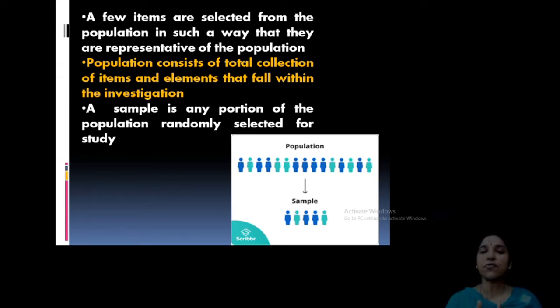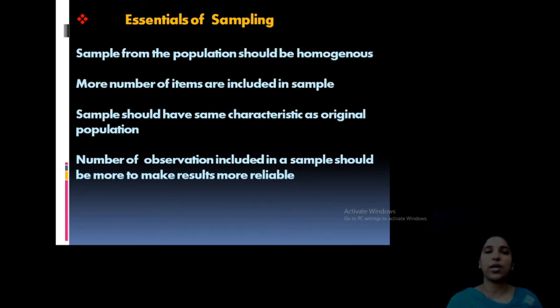Population is actually the total collection of the items and elements within our study or investigation. From this total collection of items, we will take a portion of the population, which may be randomly or non-randomly selected, depending upon our methods. That portion is known as a sample. Clear? And this method of drawing a sample is known as sampling technique. So what are the essentials of a sampling?